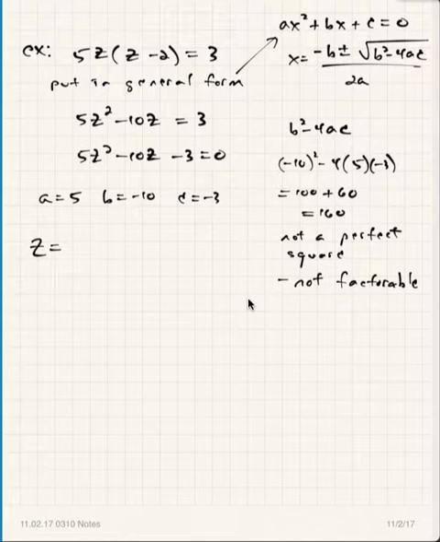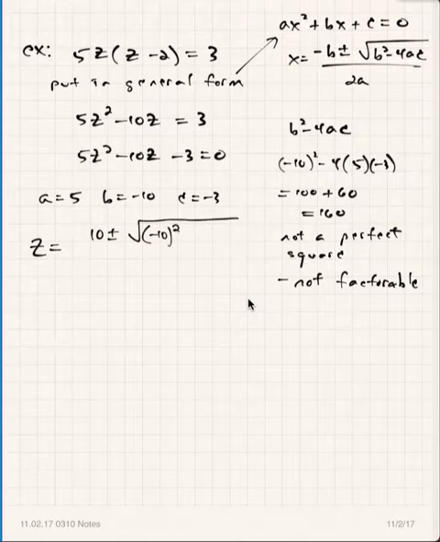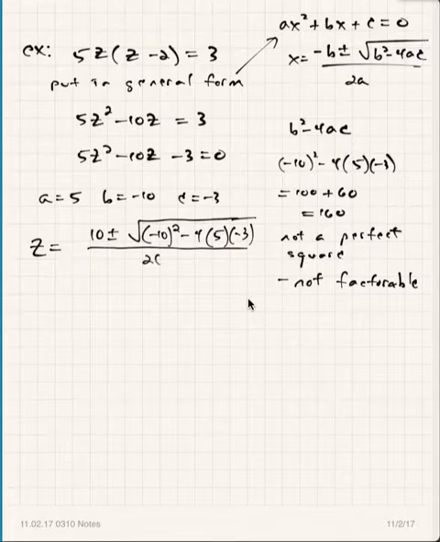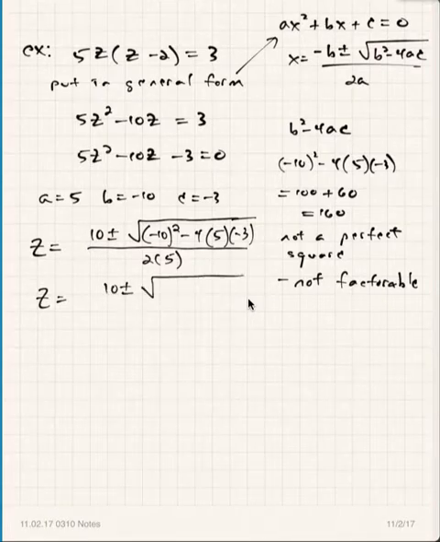So we get z equals, and we get the opposite of b. So b is -10, so the opposite of b is +10. Times the square root of b squared. So this is -10 squared. Use parentheses. -4 times 5. Use parentheses here to keep these signs straight. All divided by 2a, all divided by 2 times 5. So you get z equals 10 plus or minus the square root of 100 plus 60. And we've already done the discriminant off to the side, so you could have taken advantage of that.